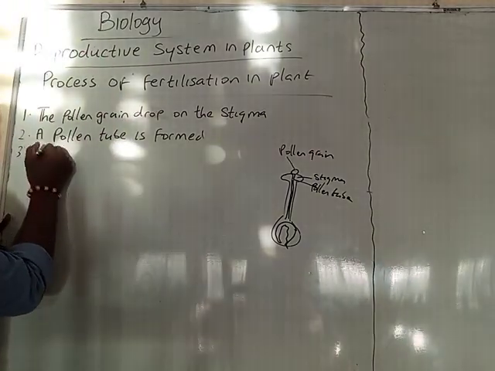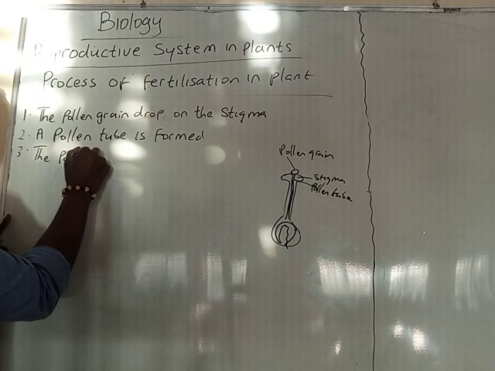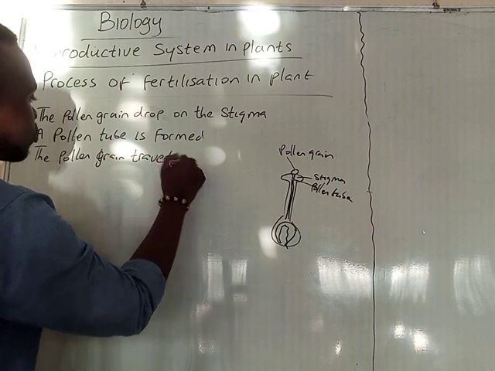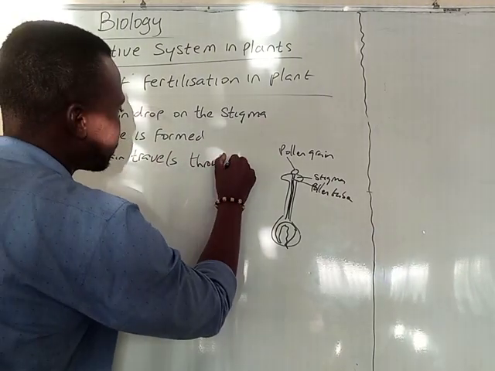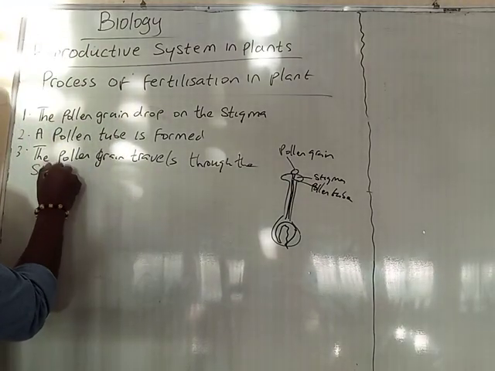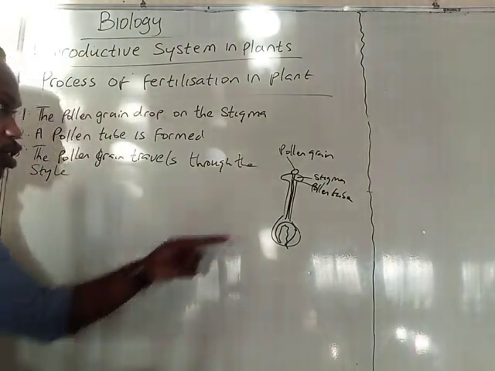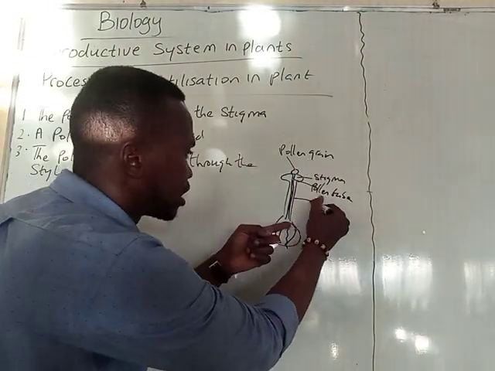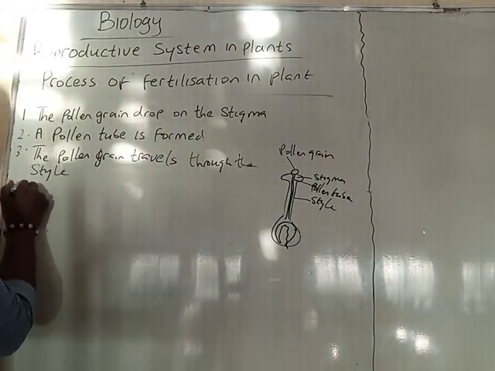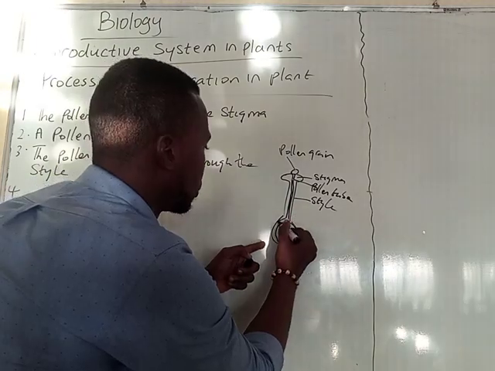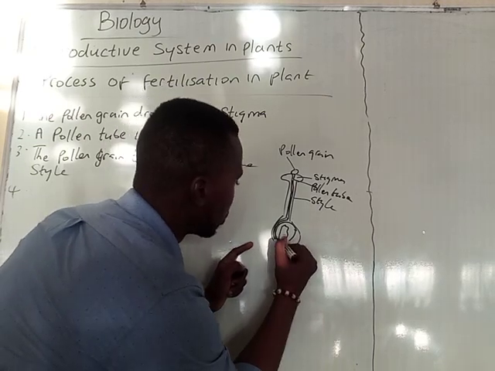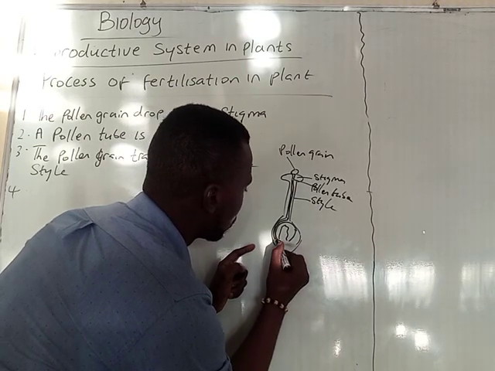Now, number 3, the pollen grain travels, sorry for my handwriting, through the style, not the stigma. Sorry about that. So the pollen grain travels through the style. This is the style. Now, when it gets here, it's going to come around like this. Let me zoom in and make it bigger. It's going to come around somewhere here.